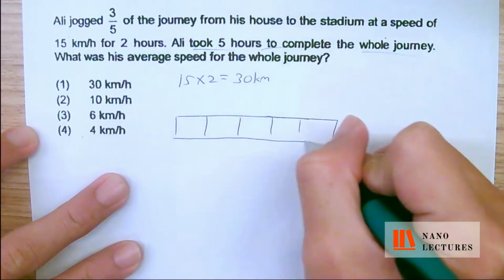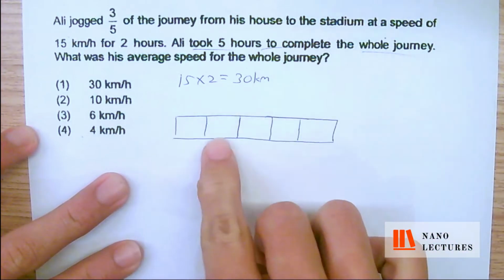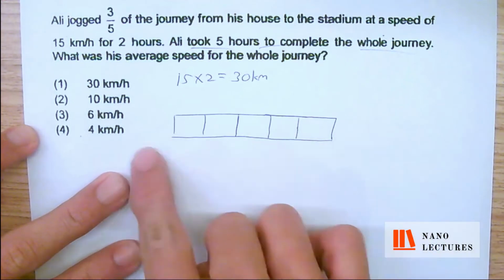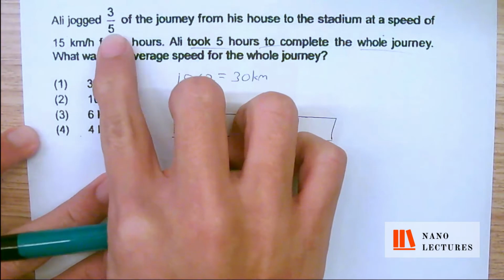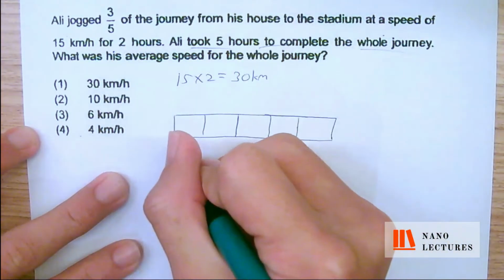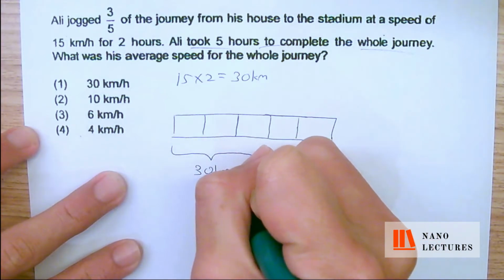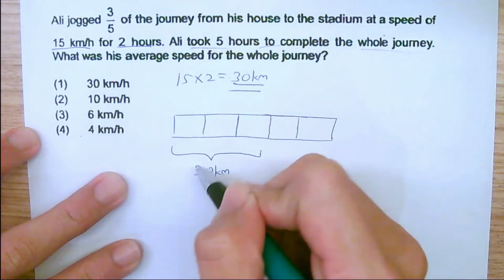And for parents who are watching this, ensure that the models you are drawing, or the models that you're going to teach your kids to draw, are as exact as possible. Don't have like 4 small ones, then 1 big one, then say that it's 5 units. No, it's not. So from here to here, he jogged 3/5 of the journey from his house to the stadium at the speed of blah blah blah. Which means that from here to here, it is 30 km, because we found out that 15 km per hour jogged for 2 hours is 30 km. So here is 30 km.